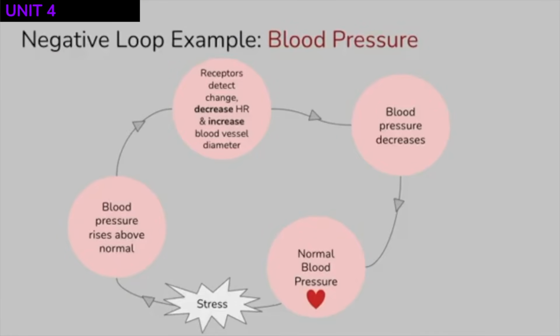So a negative feedback loop, remember, is going back towards a set point. So if we start with a normal blood pressure and then an organism is exposed to stress, the blood pressure would rise above normal. Now the body receptors are going to detect change and then decrease a heart rate and increase the blood vessel diameter. These effects will then help decrease the blood pressure and bring the blood pressure back to normal, back to that set point. This feedback loop would then stop here unless the body is exposed to more stress.